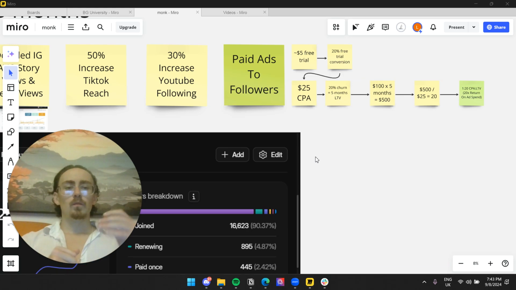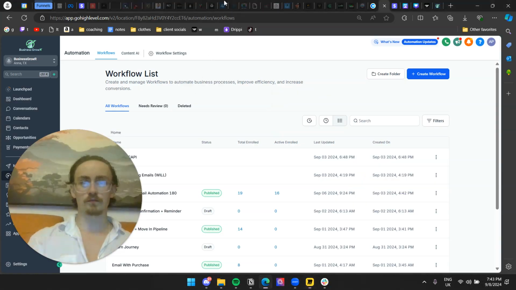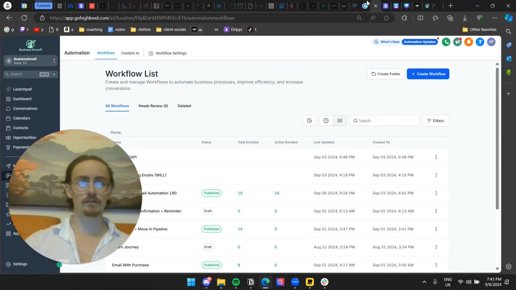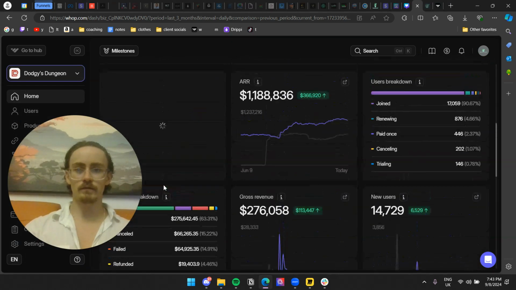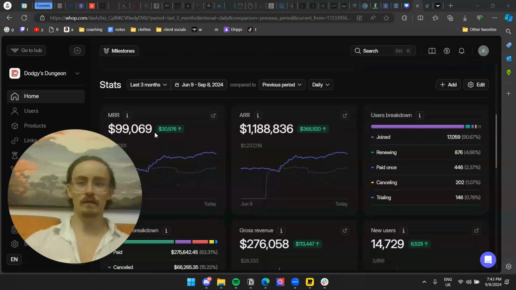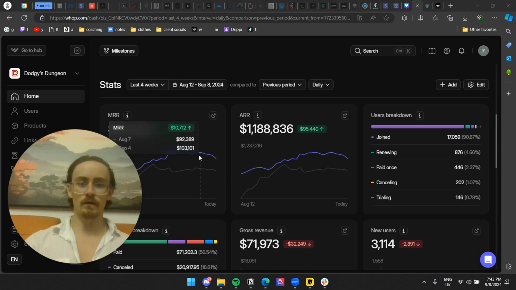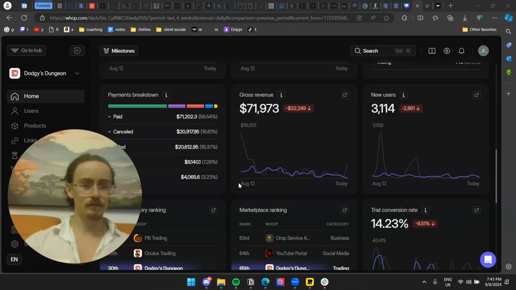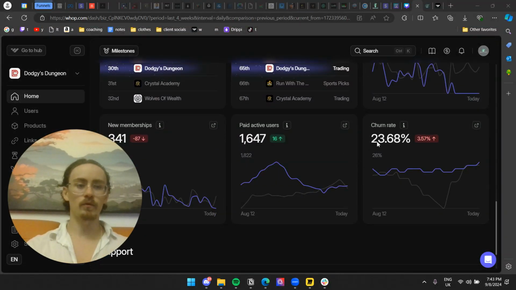Now, basically what this means is your churn metric on the WOP dashboard, which I'll show you quickly. So let's use Dodgy as an example. So Dodgy right here, last 3 months, we're at 99K in the last 3 months. Let's go to last 4 weeks. So 99, we were just at 103 all-time highs. Now churn rate. So right now it's 23.6.